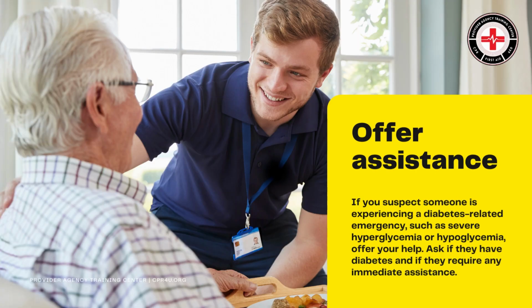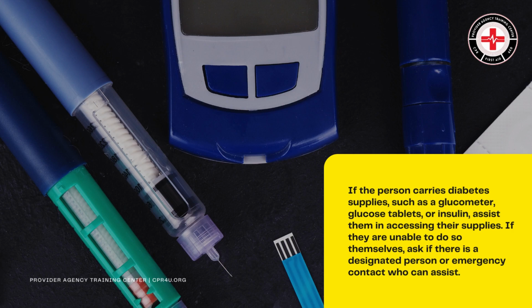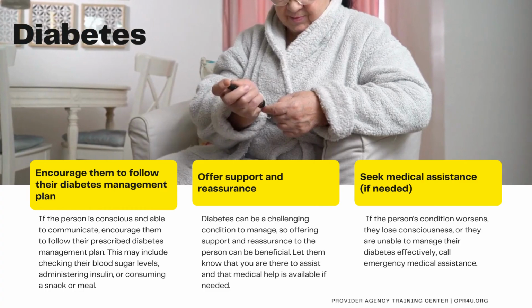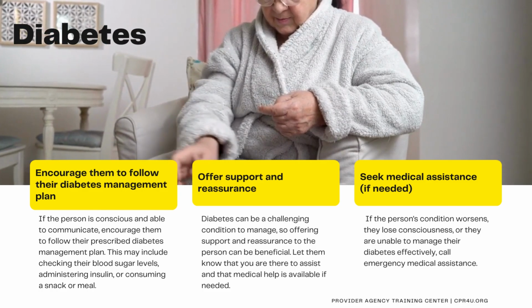If you suspect someone is experiencing a diabetes-related emergency, such as severe hyperglycemia or hypoglycemia, offer your help. Ask if they have diabetes and if they require any immediate assistance. If the person carries diabetes supplies, such as a glucometer, glucose tablets, or insulin, assist them in accessing their supplies. If they are unable to do so themselves, ask if there is a designated person or emergency contact who can assist. If the person is conscious and able to communicate, encourage them to follow their prescribed diabetes management plan.